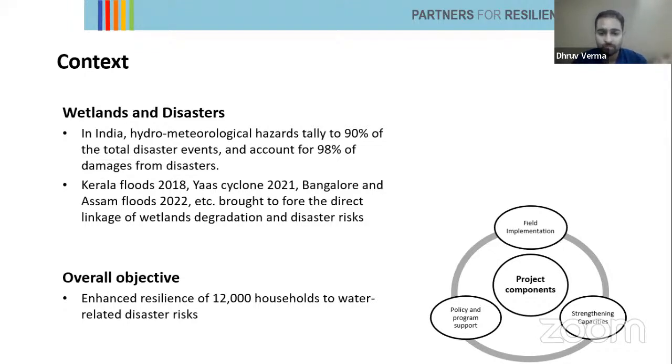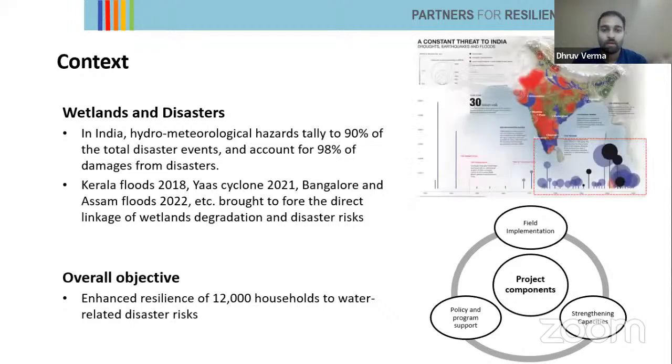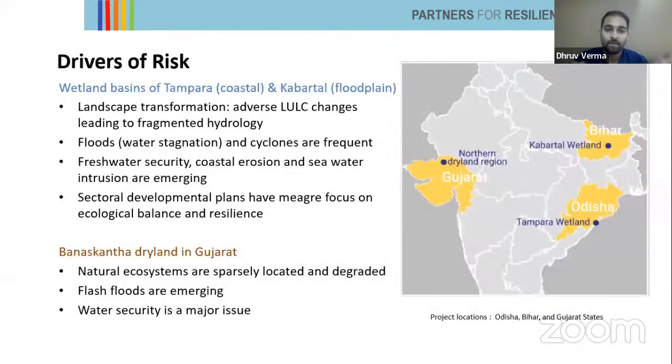manifesting themselves. So with this background, the project we have in India aims to enhance community resilience towards water-related risks through Eco-DRR interventions, where we are focusing on wetlands and water. Next, please. One more. Yeah, thank you.